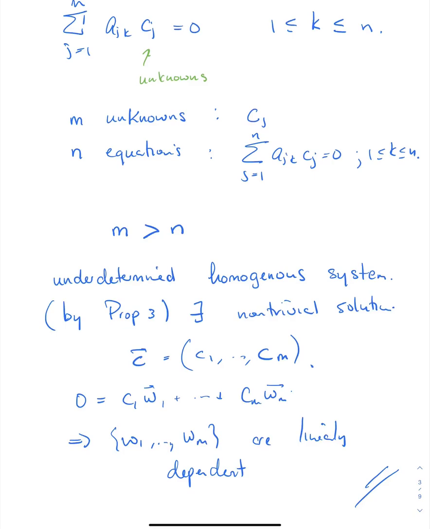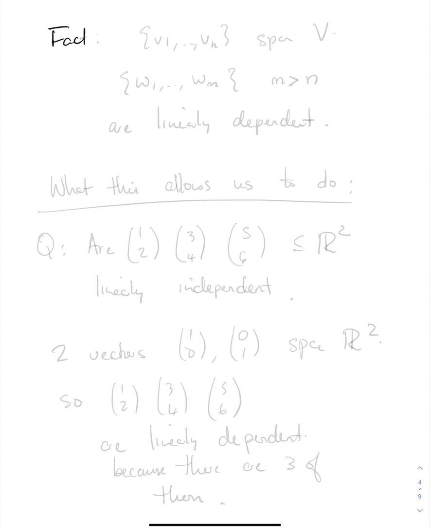Let me just remind you what we proved. Fact: if we've got V1 through Vn, a spanning set for V, and we've got W1 through Wm, another set of vectors where the number of W's is greater than the size of that spanning set, then these are going to be linearly dependent. Why do we like this fact? Well, let's explore a little bit about what this allows us to do.